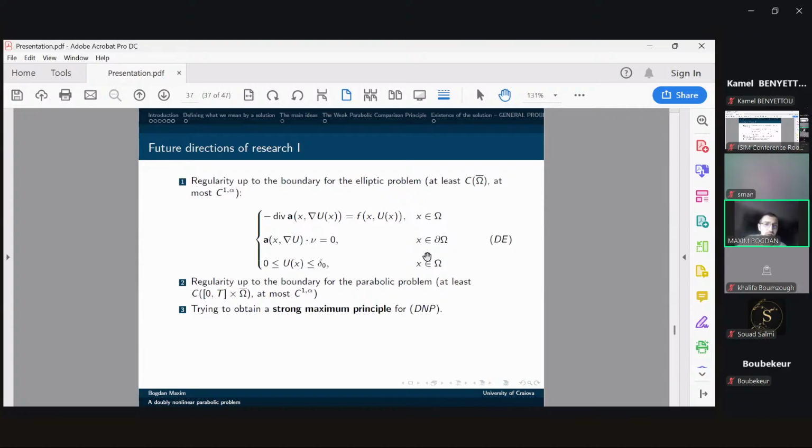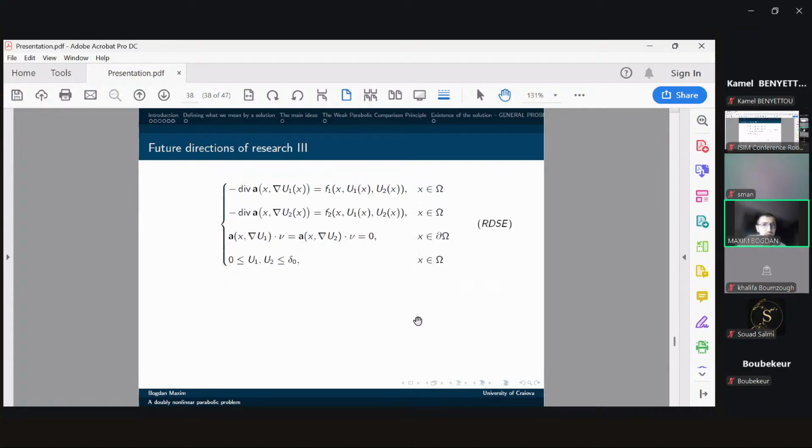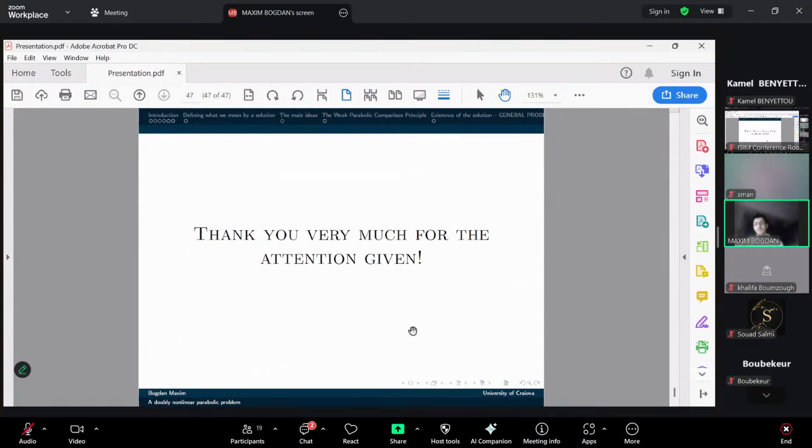Some future directions of research. I want to study the regularity of the steady states, the regularity of the solution, and try to obtain a strong maximum principle for the doubly nonlinear parabolic problem, and then to generalize all the ideas for reaction diffusion systems with double nonlinearity. This is my bibliography, and thank you very much for the attention.